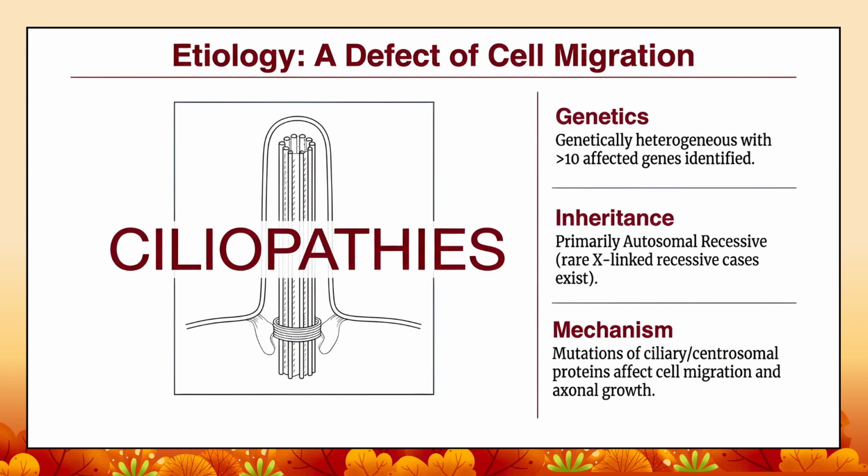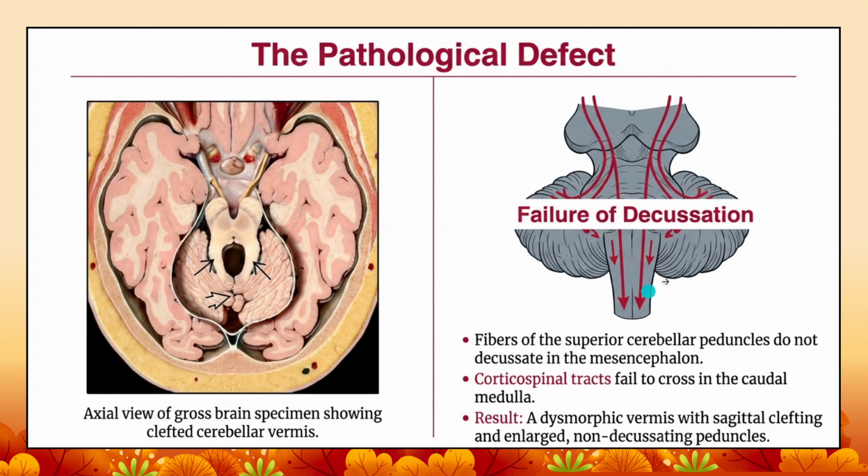The mechanism of Joubert syndrome and its related disorders is mutations of the ciliary and centrosomal proteins which affect the cell migration and axonal growth, which leads to failure of decussation of the fibers of the superior cerebellar peduncles and corticospinal tracts, which leads to a dysmorphic and clefted vermis.